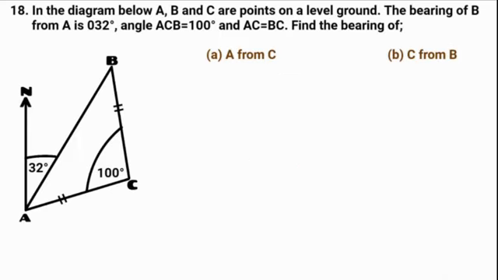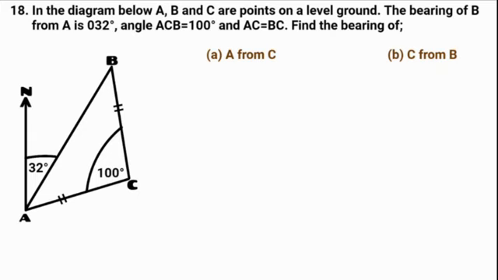Okay, so question 18 was as follows. In the diagram below, A, B, and C are points on a level ground. The bearing of B from A is 032 degrees. Angle ACB is equal to 100 degrees, and AC is equal to BC. Find the bearing of A from C, and of C from B. Okay, so those are the bearings we need to find.